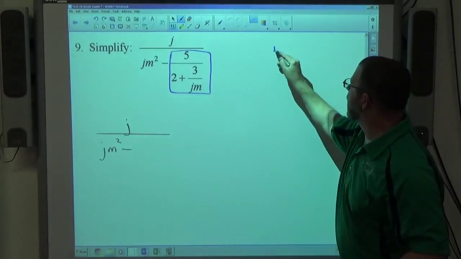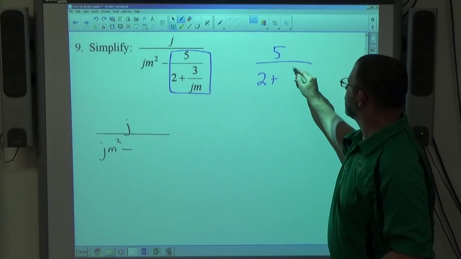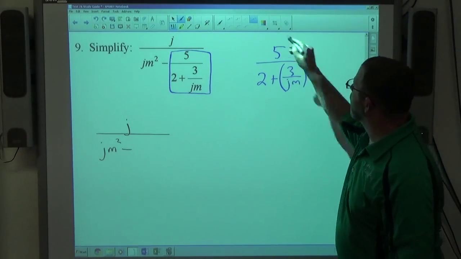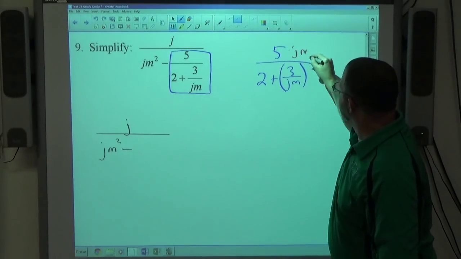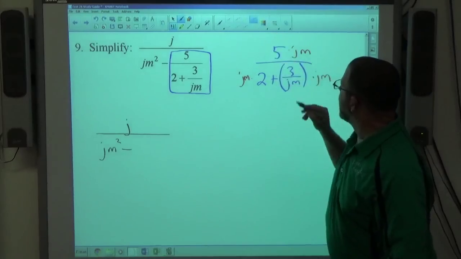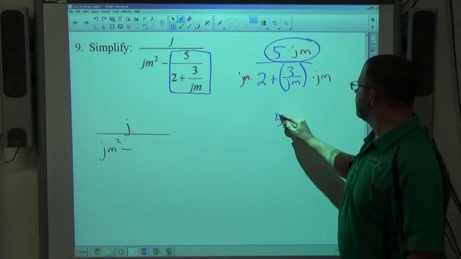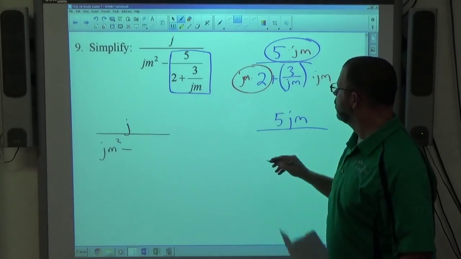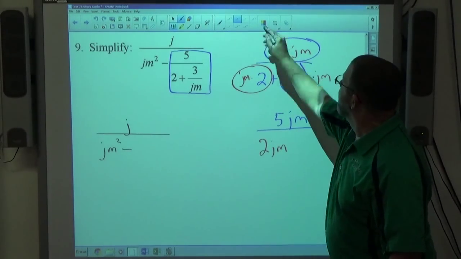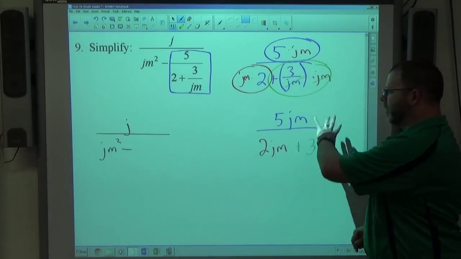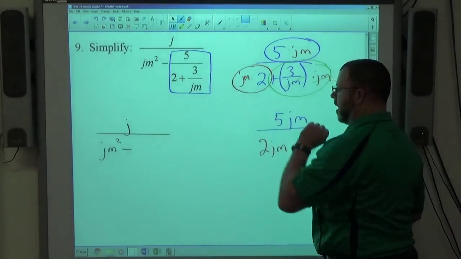So I take that out, 5 over 2 plus 3 over jm. The only problem is the 3 over jm, so I'm going to multiply top and bottom by jm. What that creates on top is just 5jm. What it creates here is just 2jm. And the jm's cancel, so it's going to be plus 3. So this expression is equivalent to what I have boxed in there.